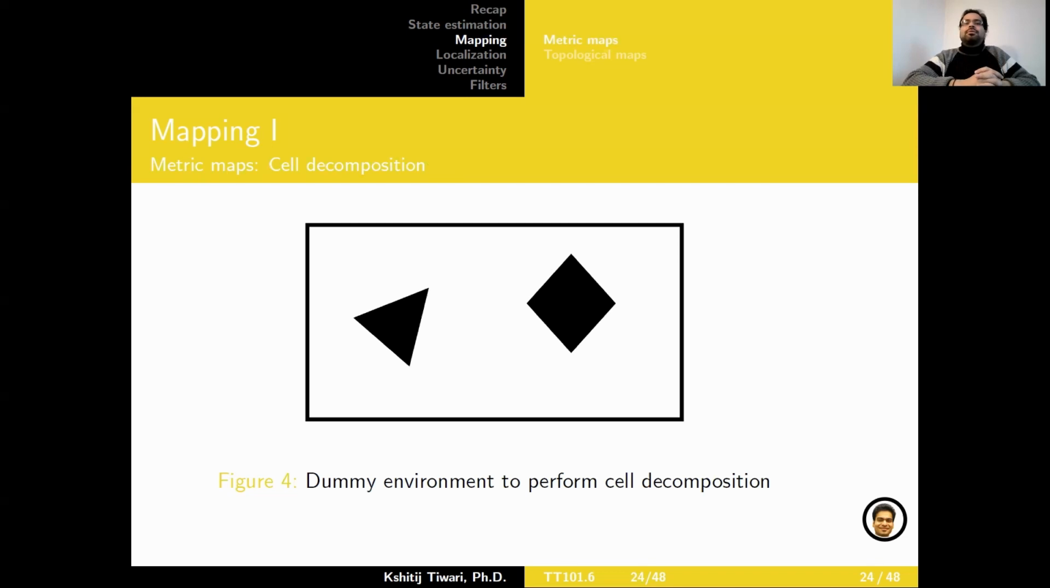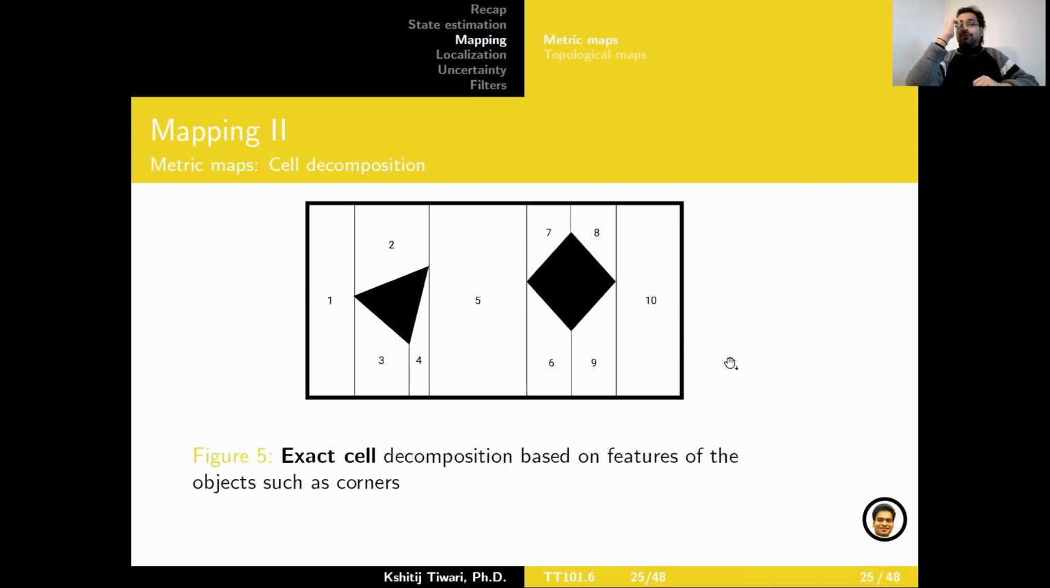So think of this as a simple dummy environment of a typical metric map, and these polygons are your obstacles, and this is like a closed environment, so the robot doesn't go out to eternity. And we want to perform what is called a cell decomposition to get grids of this environment, okay? So the first way is called exact cell decomposition, where you pick a feature of the object. In this case, I'm picking corners, and you decompose the environment into cells such that features of the object such as corners are the boundary of the cell.